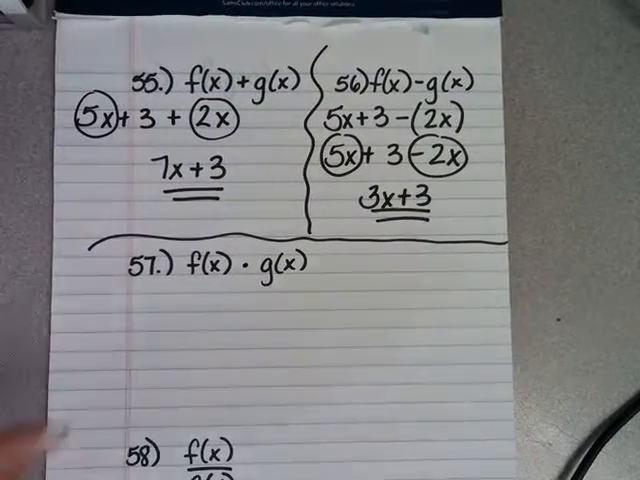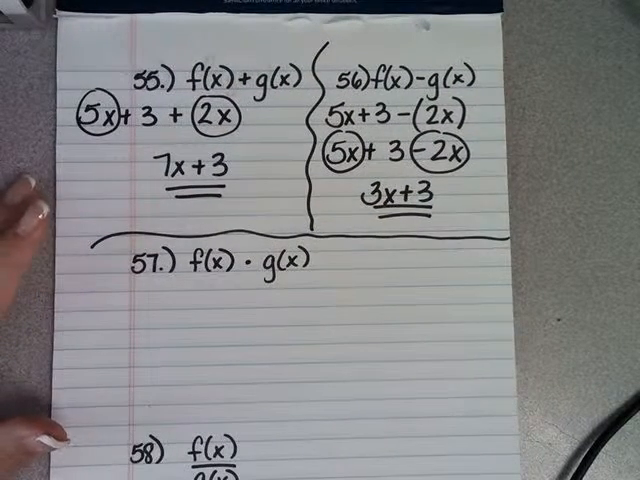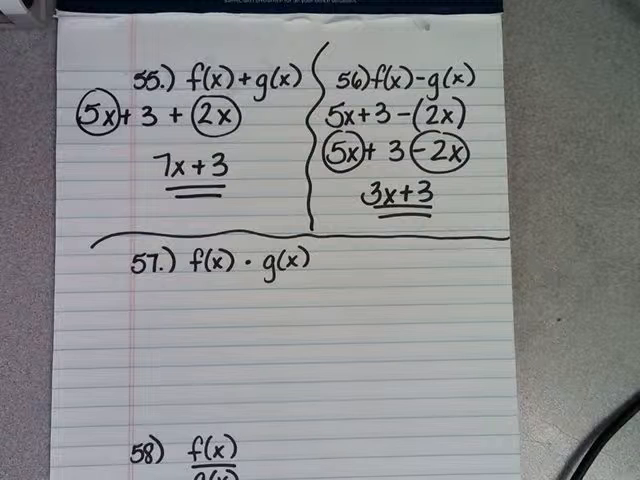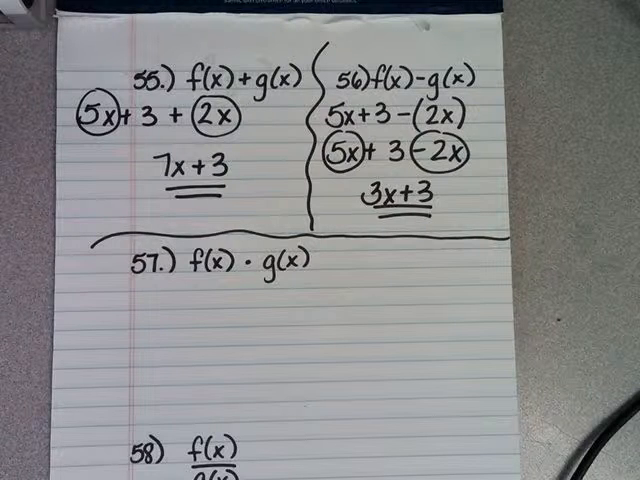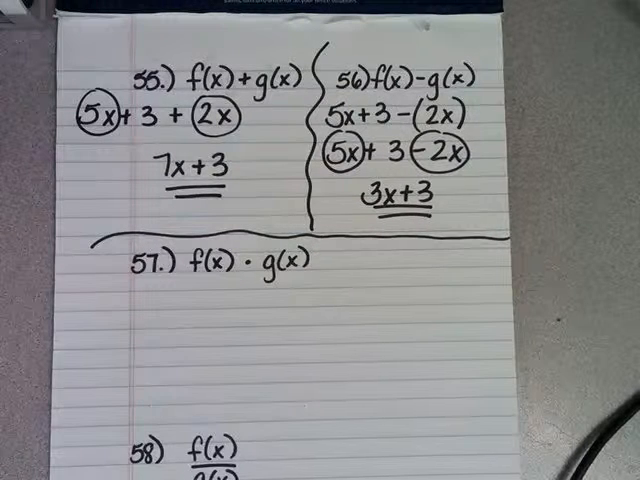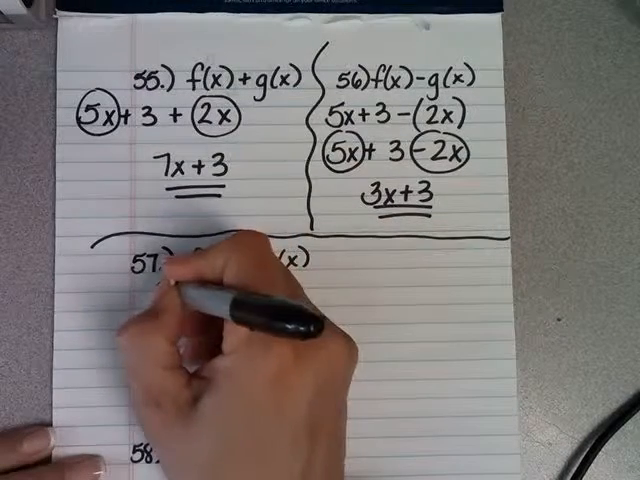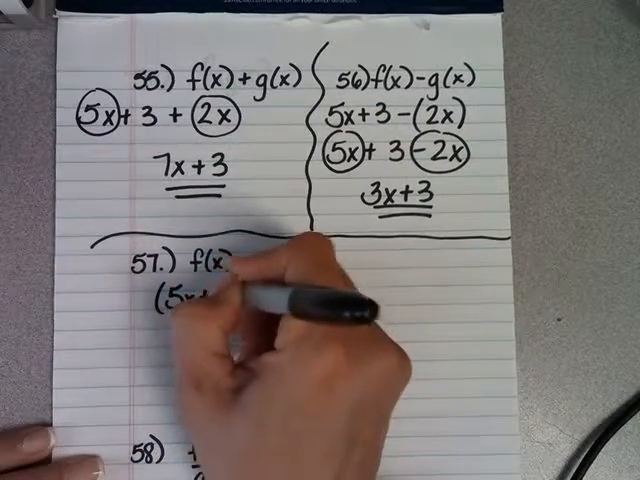Somebody else, talk to me, please, about 57. Tell me what it tells us to do for 57. Multiply. We're going to multiply. Tell me just what to write. What am I going to multiply? What times what? 5x plus 3 times 2x.